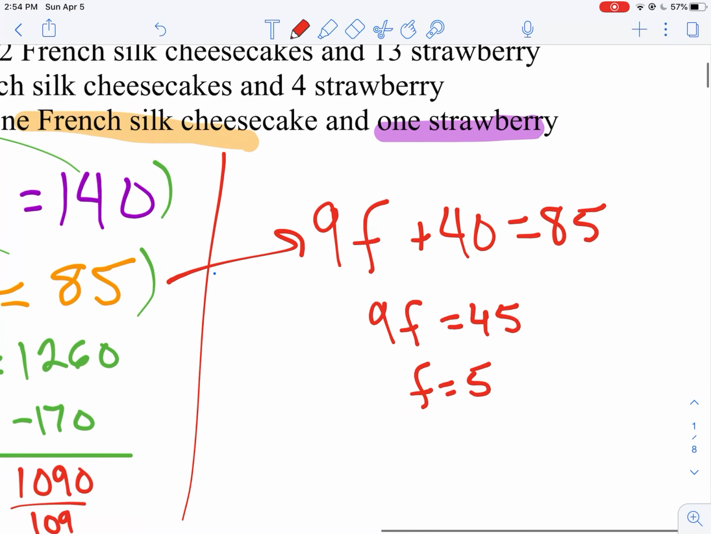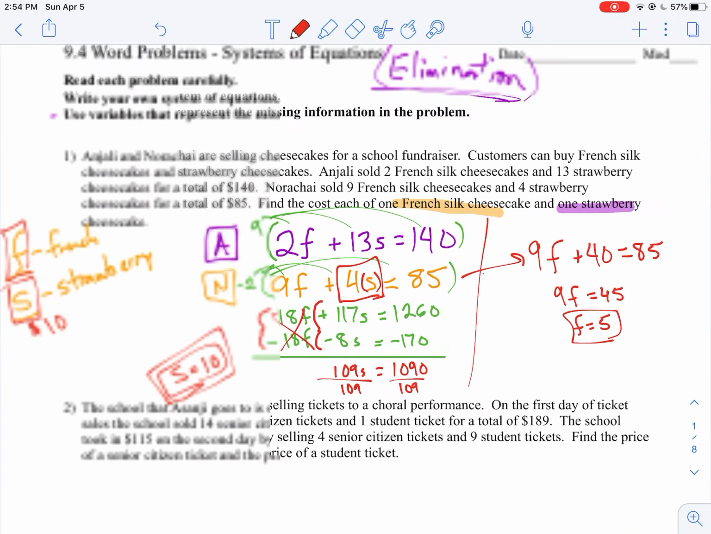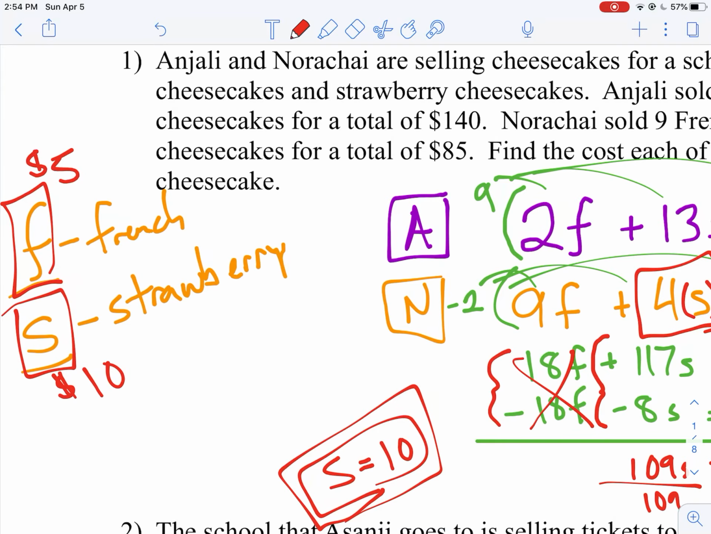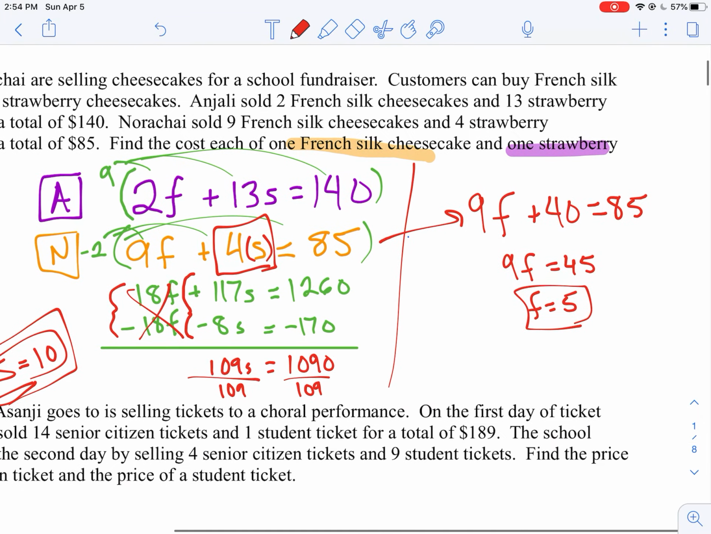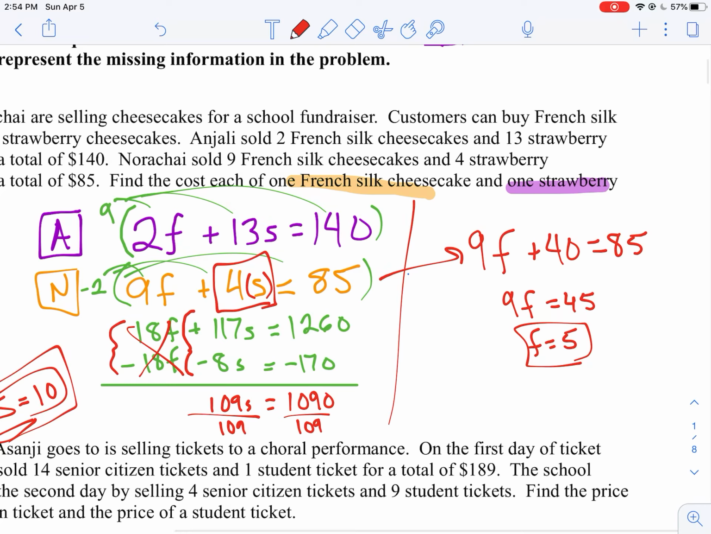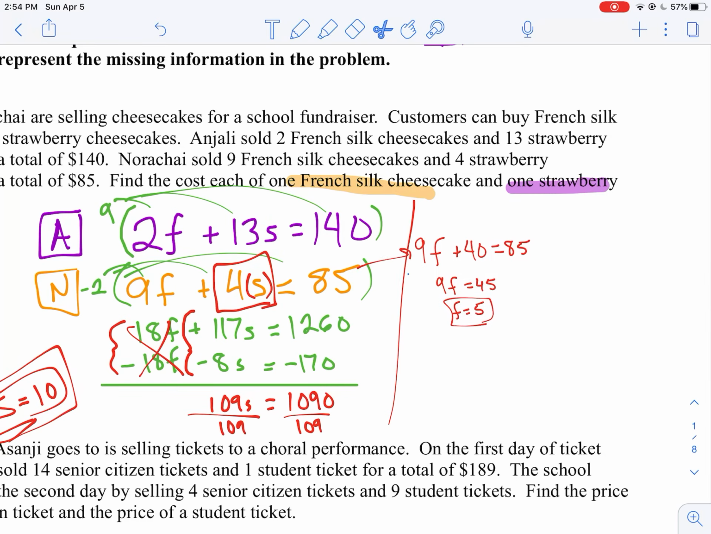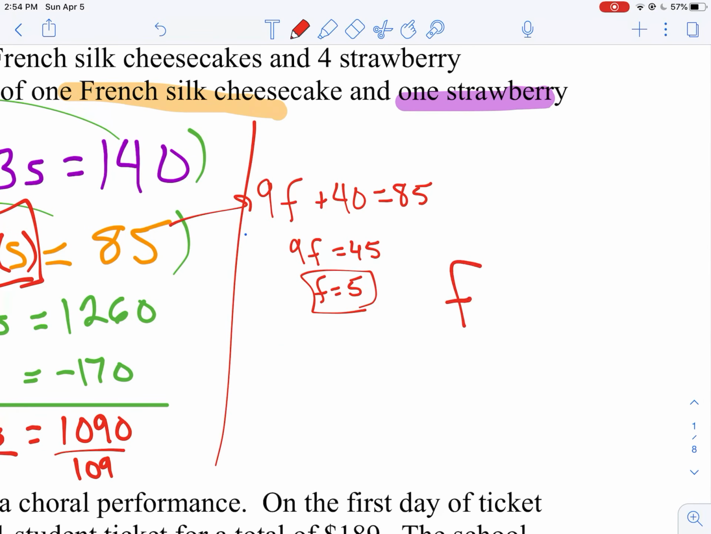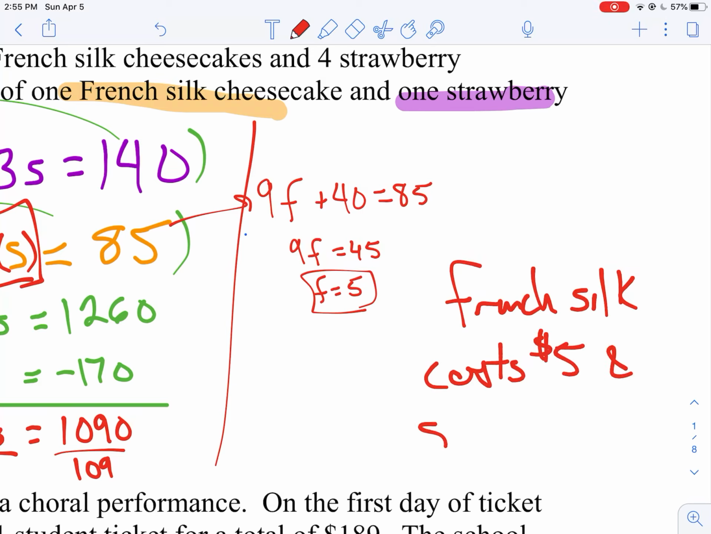Again, what does F is 5 mean? That means that the French silk costs $5. So if F is 5 and S is 10, we now know our two prices. Let me shrink this a little bit. All right, word problems need word answers. So I would do it like so. French silk costs $5. And strawberry costs 10.